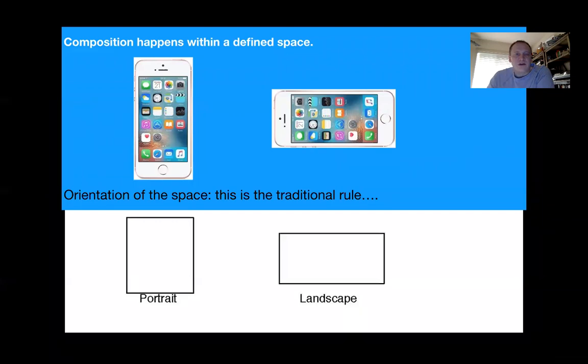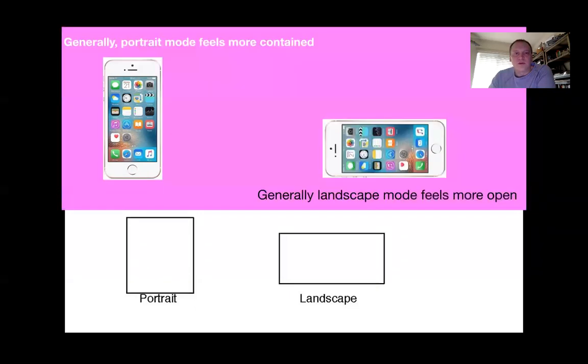And it happens within a defined space. The traditional spaces are, of course, portrait and landscape. The traditional rules then are that pictures of objects would be in a portrait orientation, and pictures of scenes would be in a landscape orientation. Generally, a portrait orientation feels more contained. The object or figure is there for us to examine, whereas a landscape feels more like there is movement and action, and we're able to look to the sides, so it's not as focused on one singular option.